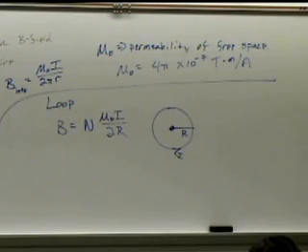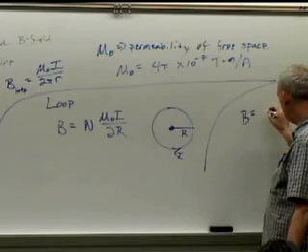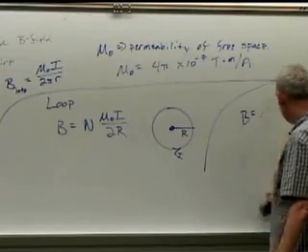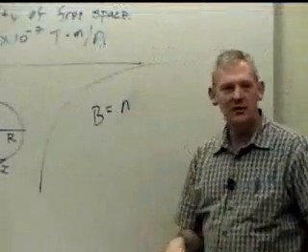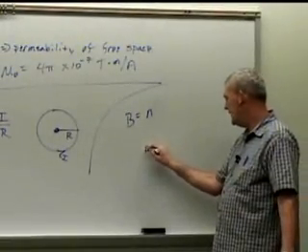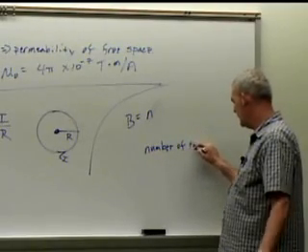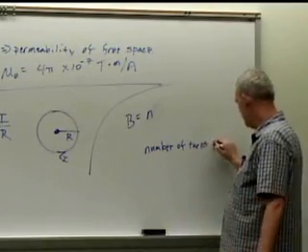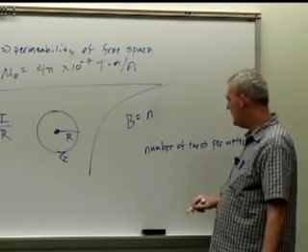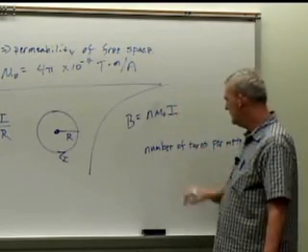All right? And for a solenoid, the B field is equal to mu naught times n. Well, actually, they write it this way. n, which is the number of turns per meter. n is the number of turns per meter. Number of turns per meter times mu naught times I. Okay?